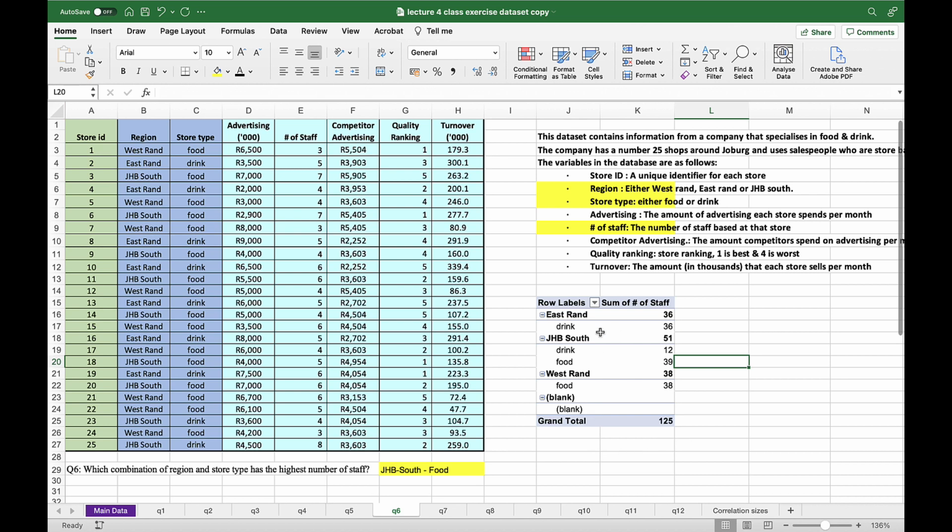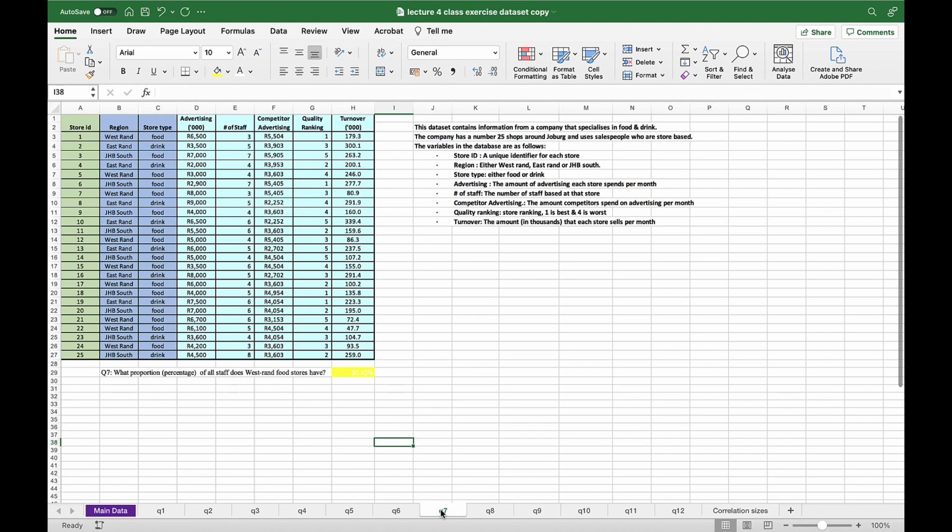A little bit confusing here because the East Rand only has drink stores and the West Rand only has food stores. Joburg South has both, but if we look at the combination, the one with the highest number on its own is 39, and that would be Joburg South food.